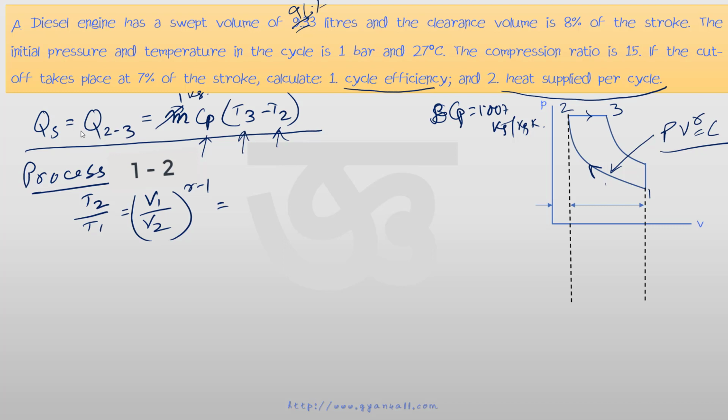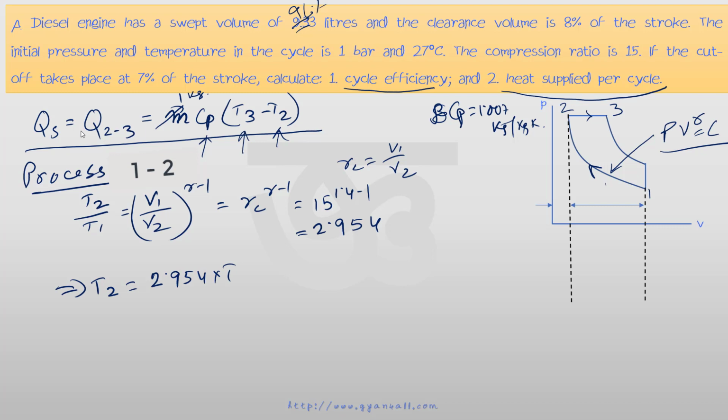And V1 by V2, what is V1 by V2? That is equal to RC. RC is equal to V1 divided by V2. So we can write RC to the power gamma minus 1, and RC is 15 to the power 1.4 minus 1, and this is equal to 2.954. So from this we will get the value of temperature T2, which is equal to 2.954 into T1, and T1 is 300 degree Kelvin, that means 27 degree centigrade.